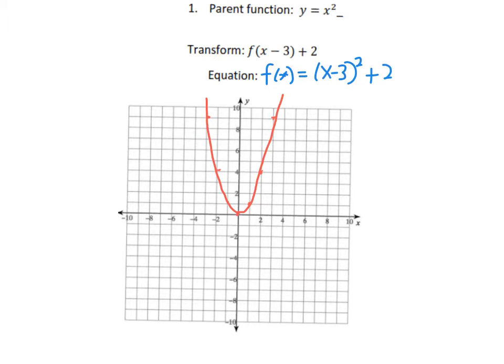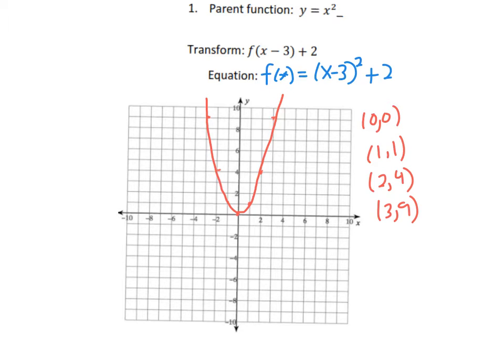So I'm going to start with the vertex, and it was 0, 0. Well, actually, why don't we use the right color here? So if I have 0, 0, and then I had 1, 1, and then I had 2, 4, and then 3, 9. So what's going to happen to those points?